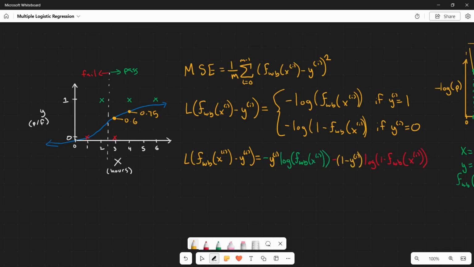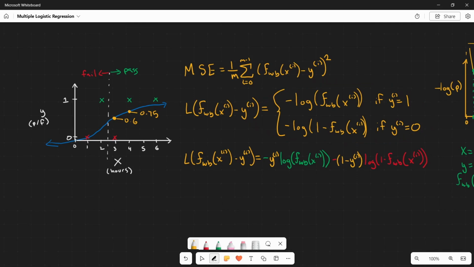Alright, so in this function, there's a few different parts to it. Notice how the loss represented when y is equal to 1 is in green, and the loss when y is equal to 0 is represented in red. If you plug in either a 1 or a 0 for y, you'll end up getting the same results as this piecewise.